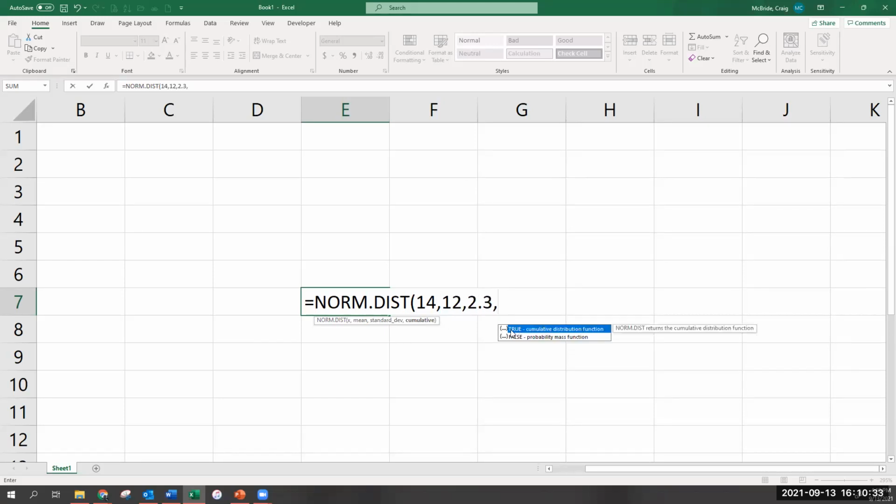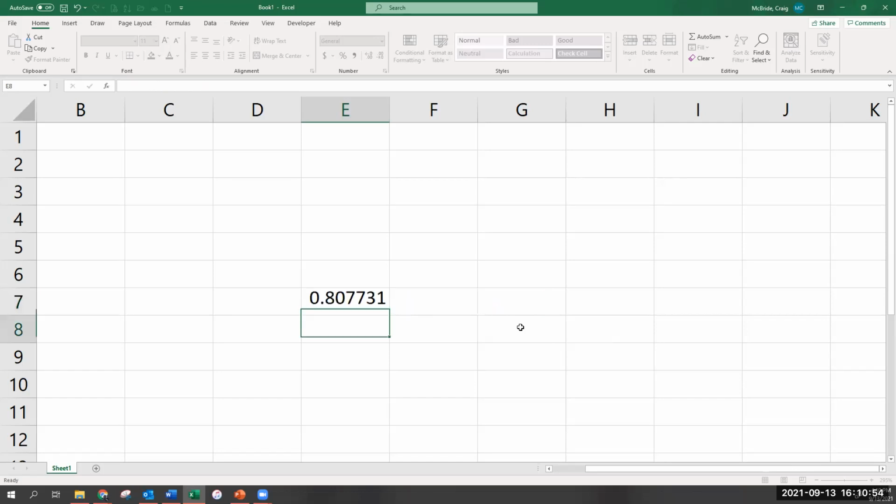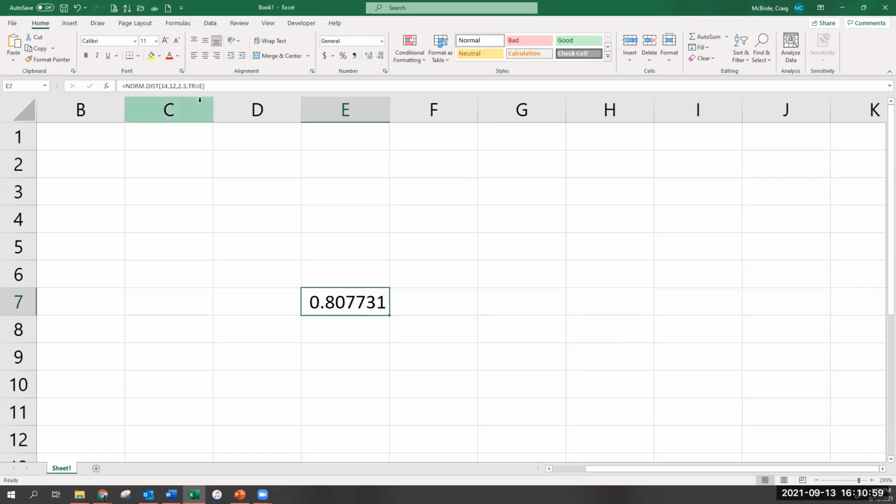And then it says true makes it a cumulative distribution and false makes it the PDF, the probability mass function, versus the cumulative one. So we're always going to be doing cumulatives, right? So we basically want the true. You can just double click on that, or you can type in true. If you click this, that's going to be the probability of being less than or equal to 14, right? Given that the mean was 12 and the standard deviation was 2.3.